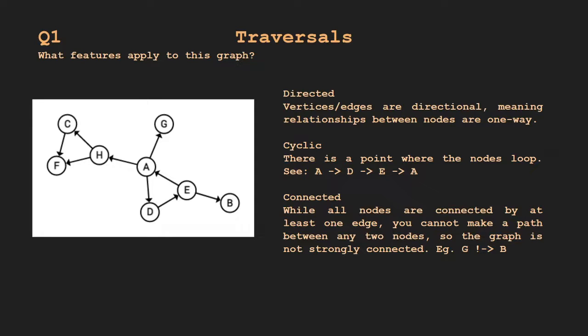I said that it is cyclic and not acyclic because there is a point where the nodes loop. You can go from E to A to D and then back to E, or A to D and E and back to A. And I said that they are connected because all the nodes are attached by at least one edge to another node, but they are not strongly connected because you can't go from any node to another. There isn't a path between every node.